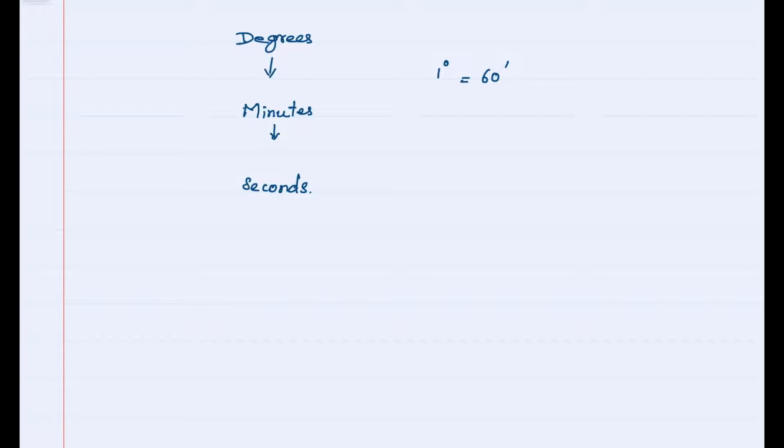Minutes is represented by 1 dash and 1 minute is equal to 60 seconds and second is represented by double dashes. When measuring things like latitude, longitude or in astronomical measurements, we need the finer units of degrees, which are minutes and seconds.